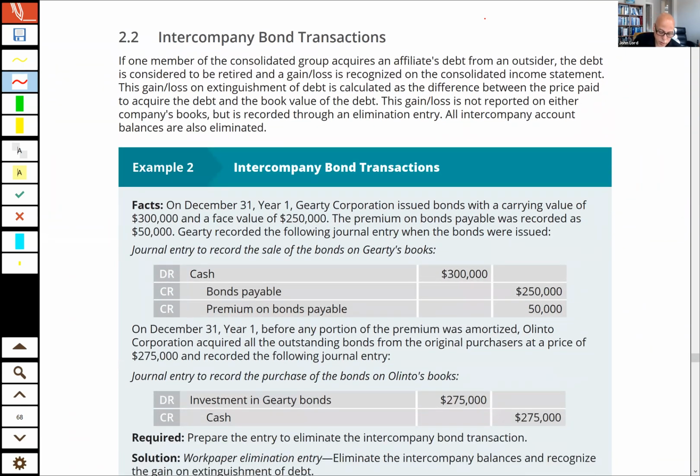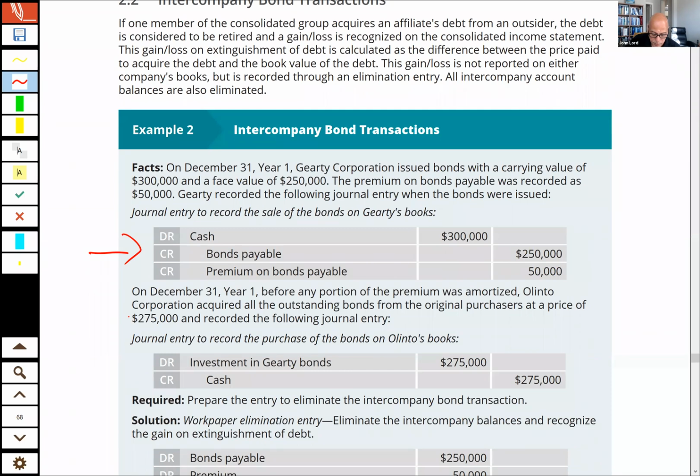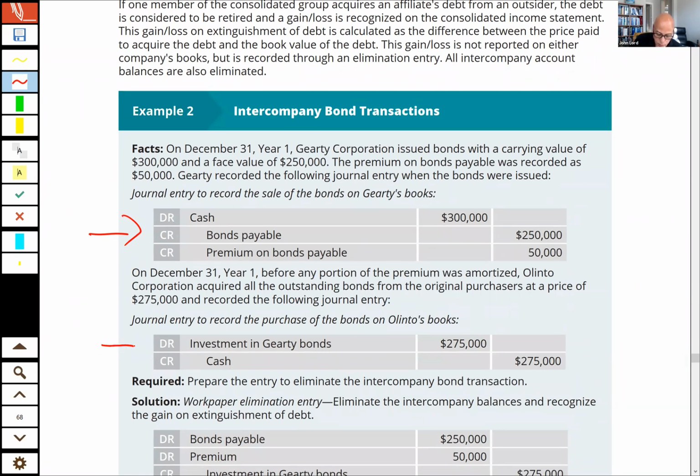Okay, now of course, we have the companies here, the related companies, Garrity and is it Garrity and Olinto again? I don't know. Okay, two related companies buy these bonds, right? Okay, so when you borrow money, you debit cash, you credit the bond payable, and in this case, they said it was a premium. Okay, so they sold the bond for more than face.